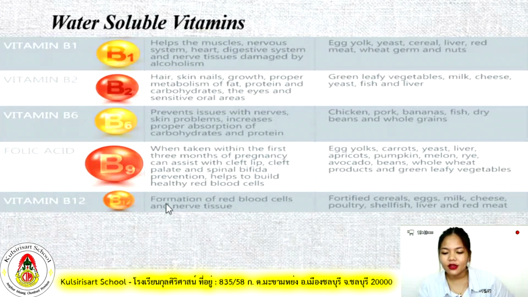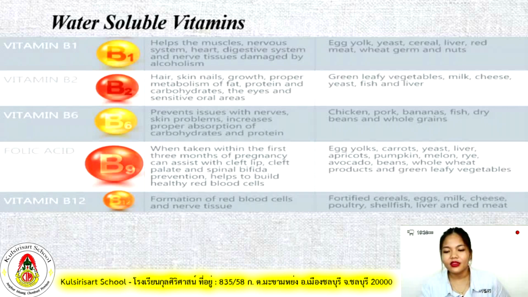Okay, vitamin B12 is responsible for the formation of red blood cells and nerve tissues. So vitamin B9 and vitamin B12 are almost the same with the formation of red blood cells. Vitamin B12 can be found in fortified cereals, eggs, milk, cheese, poultry, shellfish, liver, and red meat. So basically vitamin B12 can be found in protein-rich foods.